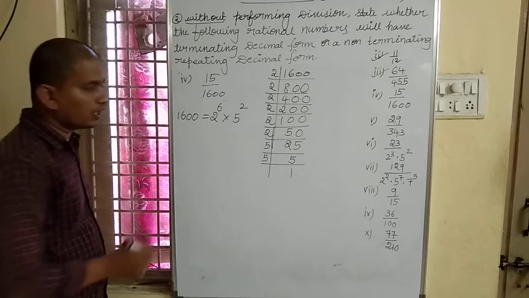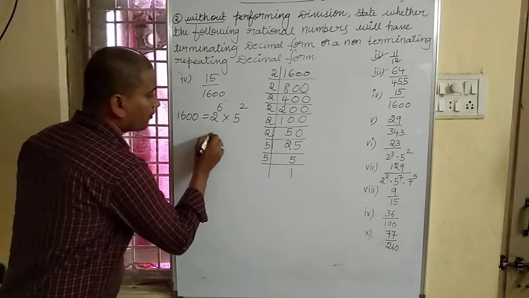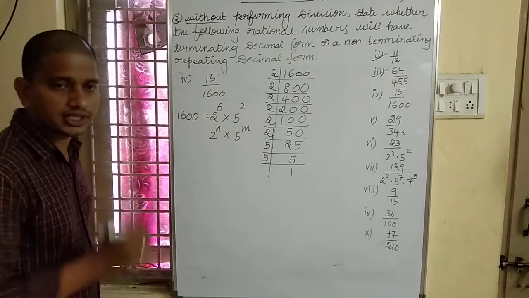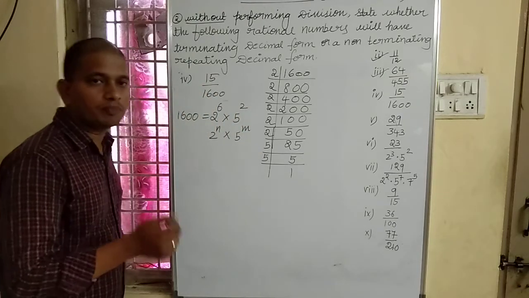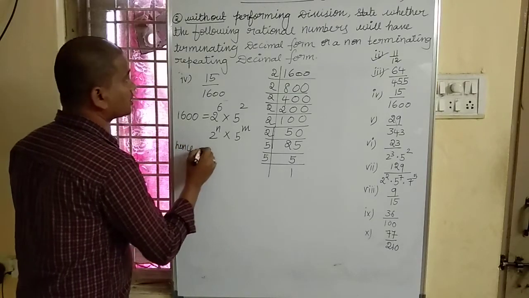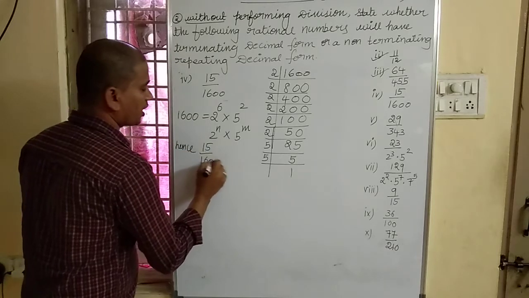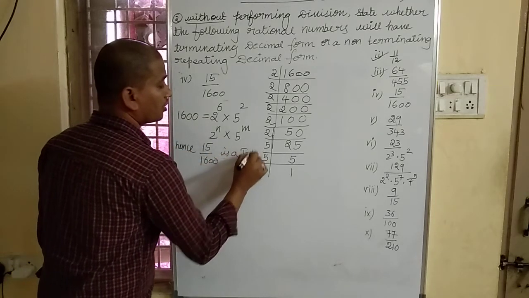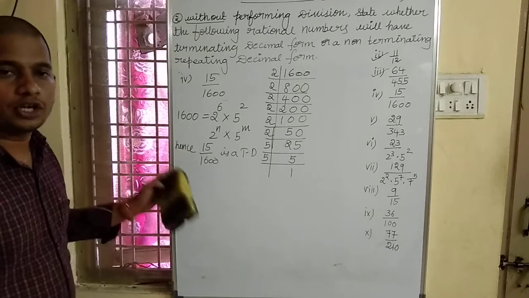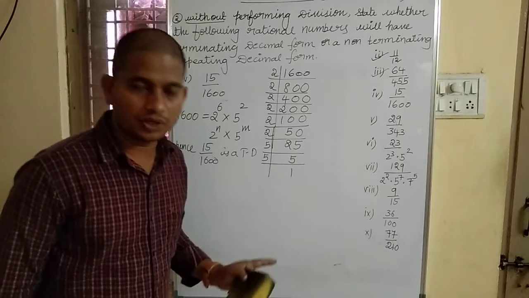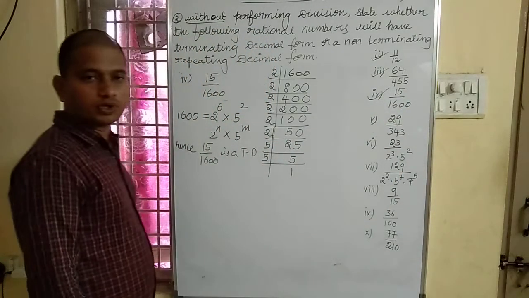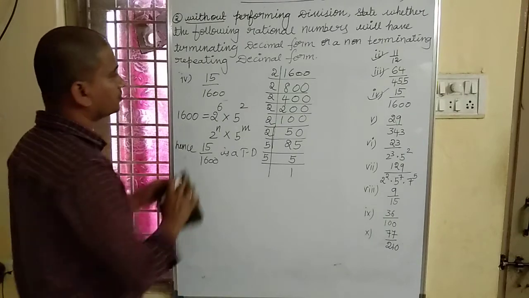Clearly, if you observe this, it is in the form of 2 power n into 5 power m. Yes, the denominator is of the form 2 power n into 5 power m. Hence 15 by 1600 is a terminating decimal, because the denominator is of the form 2 power n into 5 power m. Okay, we completed our fourth question. Next, the fifth one.